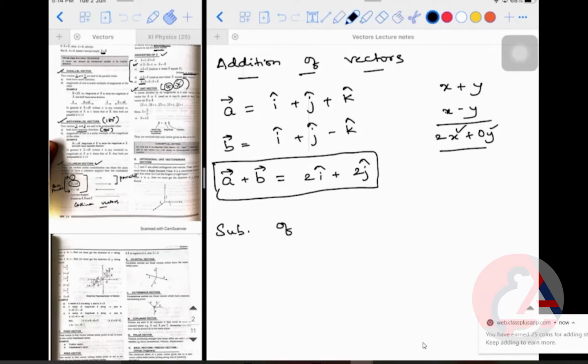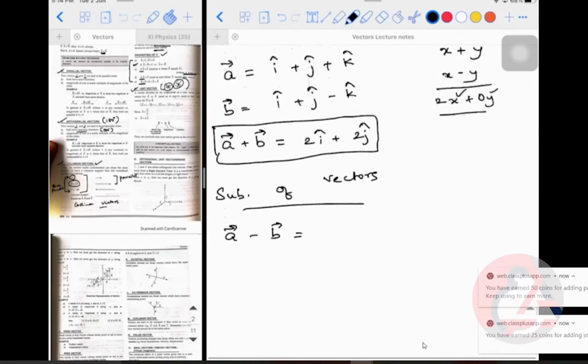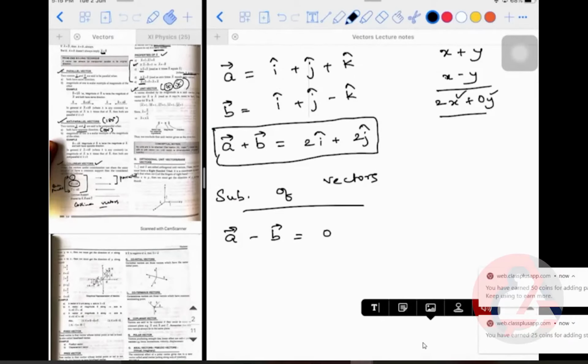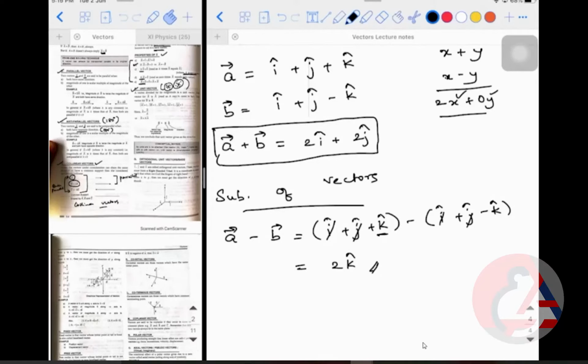Similarly, when I introduce the concept of subtraction of vectors, what are you going to do? When I ask you a vector minus b vector, what is going to be the meaning? Change the signs and write it. So the answer is going to be, is it like this? i cap plus j cap plus k cap minus i cap plus j cap minus k cap, right? So what all will get cancelled? i cap and i cap will get cancelled, j cap and j cap will get cancelled, k cap minus of minus k cap will be 2k cap. So this is going to be the resultant.